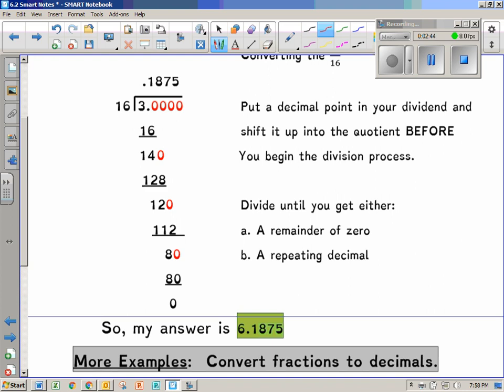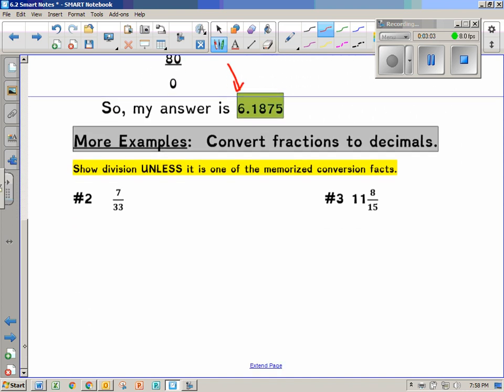The hard part when you do it like this is you have to remember at the end to put that 6 back in there and not just write 0.1875. So there's a couple of examples with the little notes written out beside each one. Let's try some more where you have to convert.